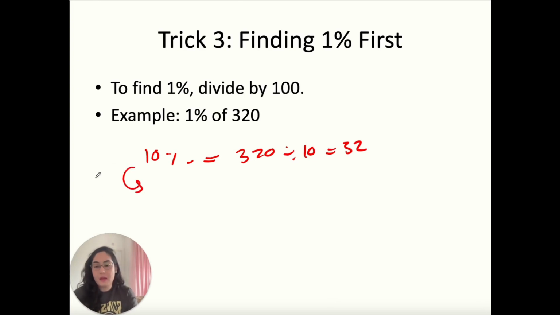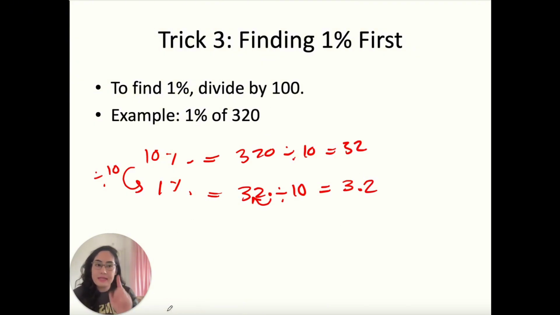And then from there, I can say, okay, I'm dividing it to go from 10% to 1%, so I need to divide by 10. That means I'm going to divide 32 by 10. And remember, if we're dividing a number by 10, the decimal moves backwards. So if the decimal is here, divided by 10 means the decimal moves back there. So it's 3.2. 1% of 320 is 3.2.